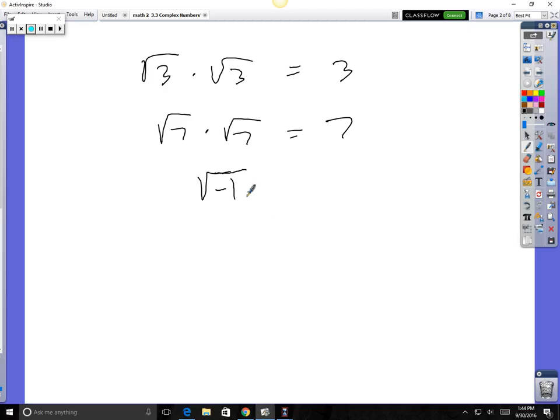Are you cool with this? 0 is 0. Square root of 4 is 2. Square root of 1 is 1. But when they tried to take the square root of a negative, this is asking you what number times itself is going to equal a negative 1. There's no solution.